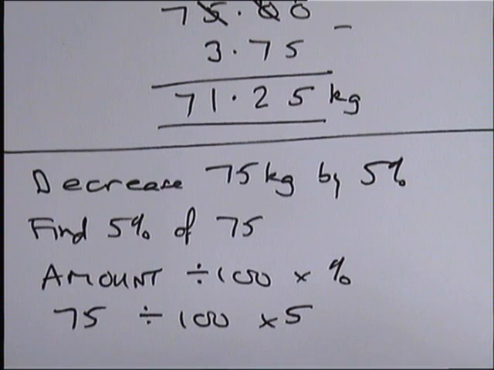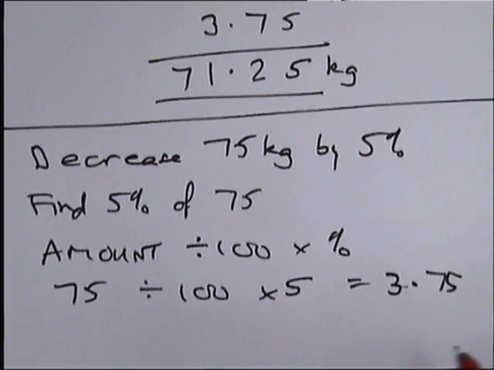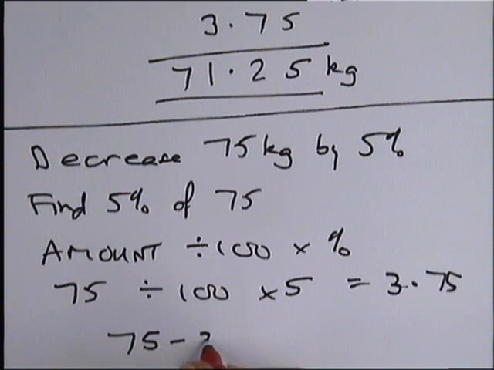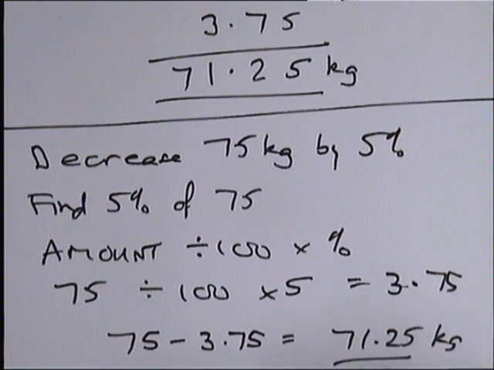And if you do that sum on the calculator should give you 3.75. And because it's a decrease, I then need to do the sum 75 take away 3.75. If you do that on the calculator, you should get 71.25 kilograms.